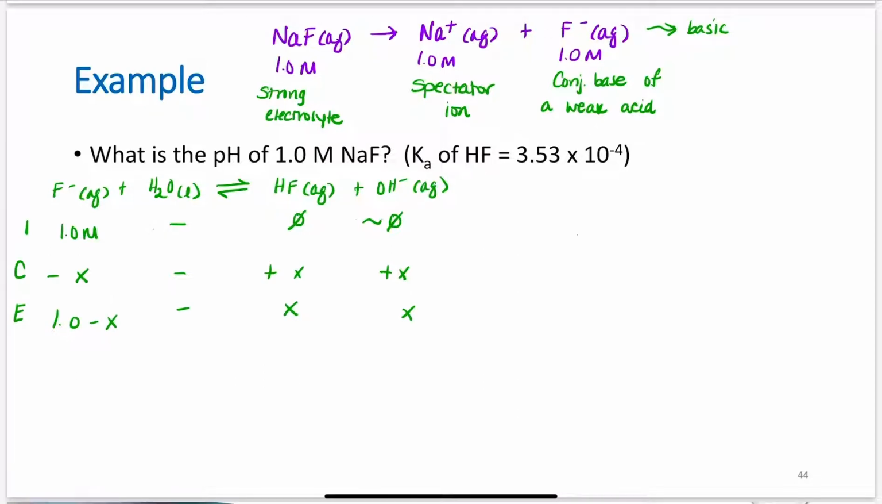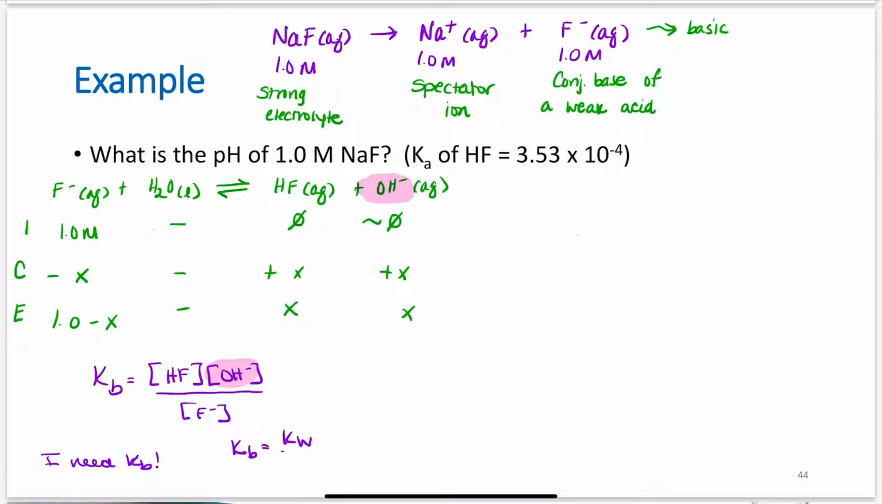Now, it gave me the Ka, but I need the Kb. How do I know I need the Kb? Because I'm forming hydroxide. When hydroxide is in my K expression, I need Kb. So if I wrote out my Kb expression, which is always good practice to do, I see that I have OH minus in my numerator, which means I have to have Kb.